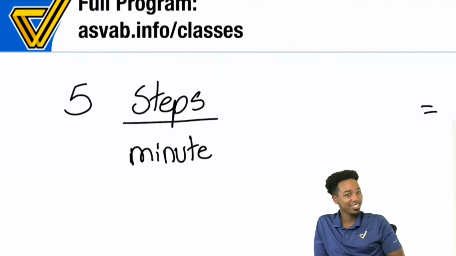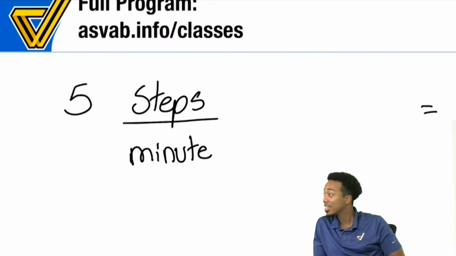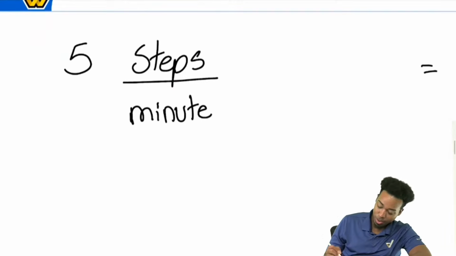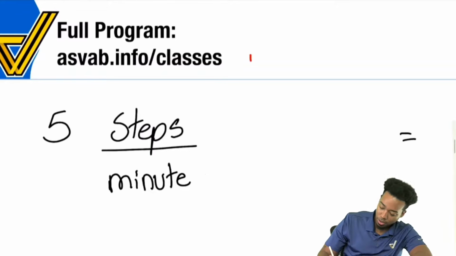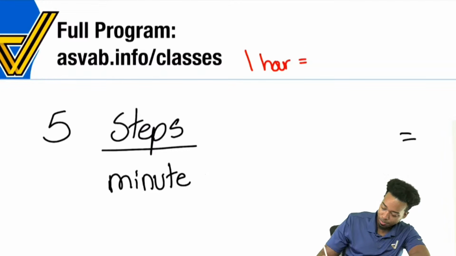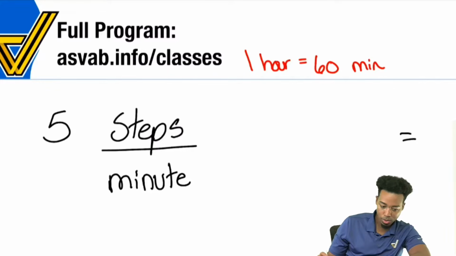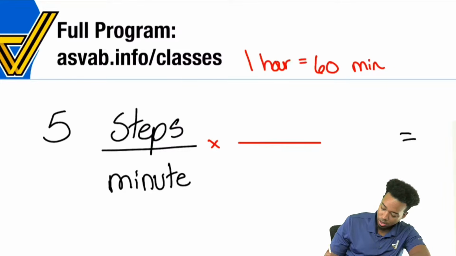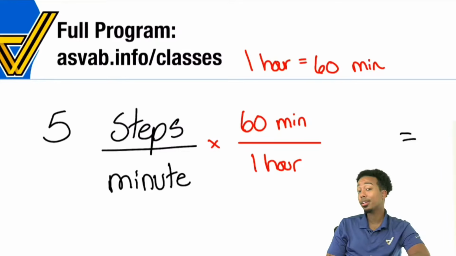Yeah, you guys are starting to get it. You see the cancellation that we're trying to do. We're trying to get rid of minutes, and because minutes is currently on bottom, we would have to have minutes on top. And just as a reminder, 1 hour equals how many minutes? Thanks for reminding me. Appreciate that. Sweet. So with that, we're going to go ahead and multiply this here. And we're going to have right here 60 minutes up top, actually, and 1 hour on the bottom.